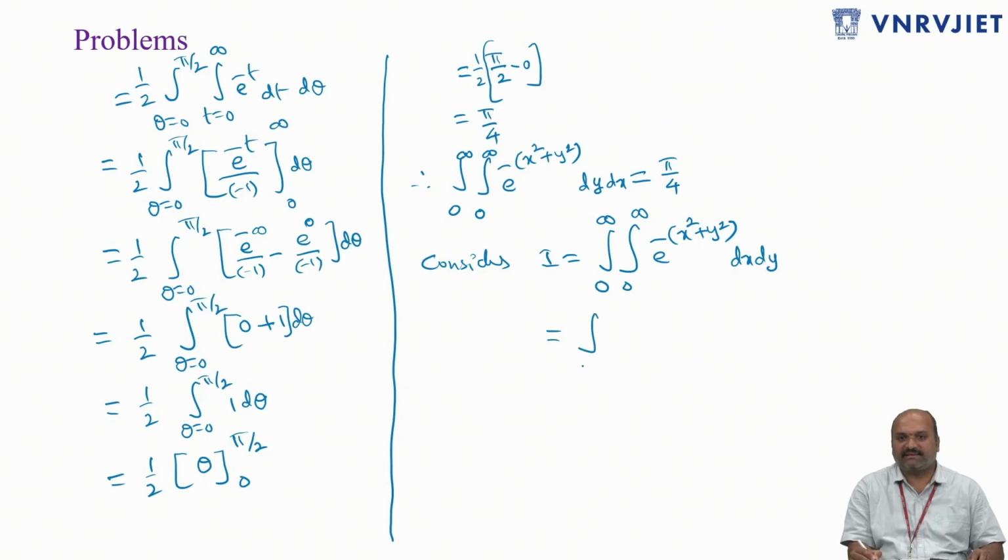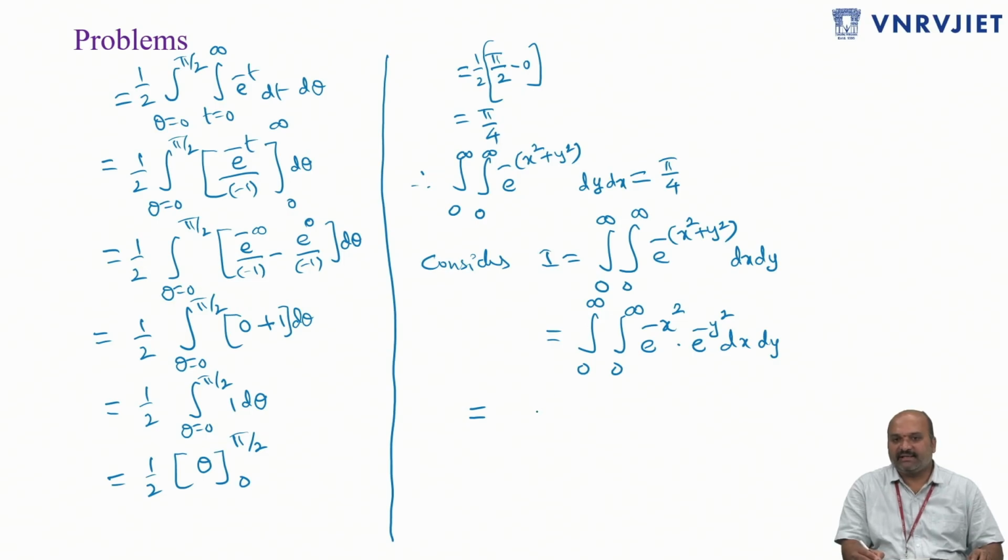This can be written as integral 0 to infinity. In both the integrals the limits are constants, so you can write this integral as first, this is 0 to infinity, e power minus x square into e power minus y square, correct? This is dx into dy.